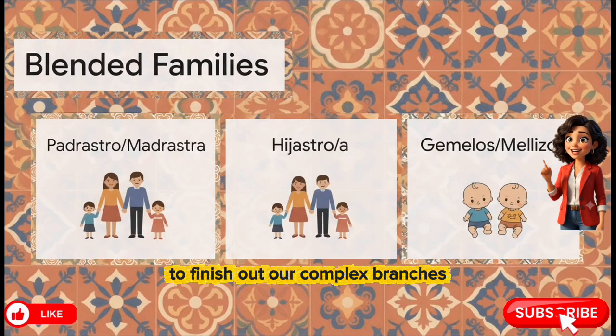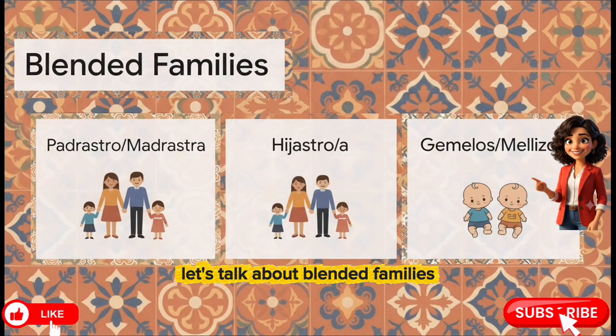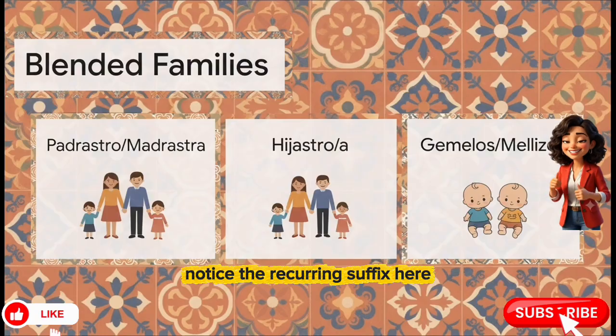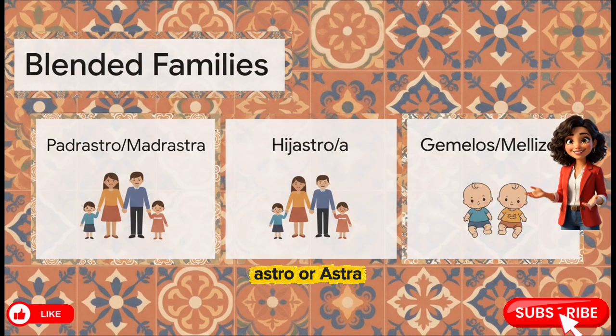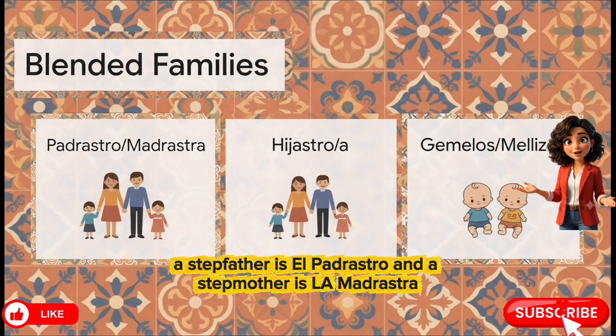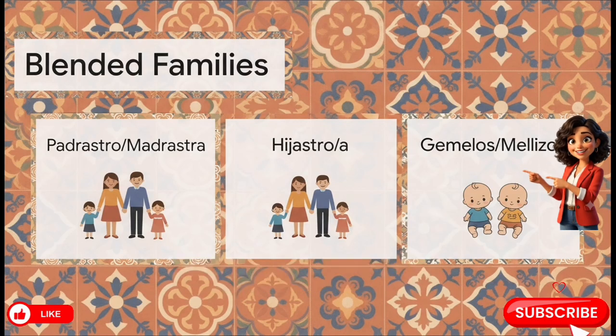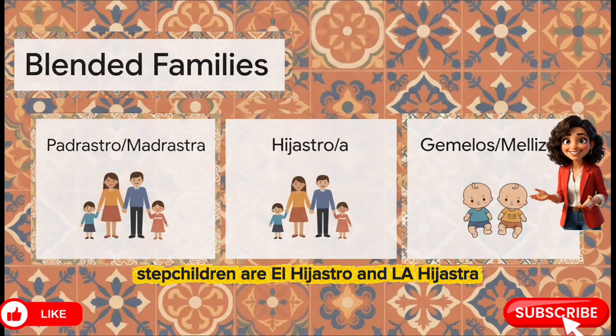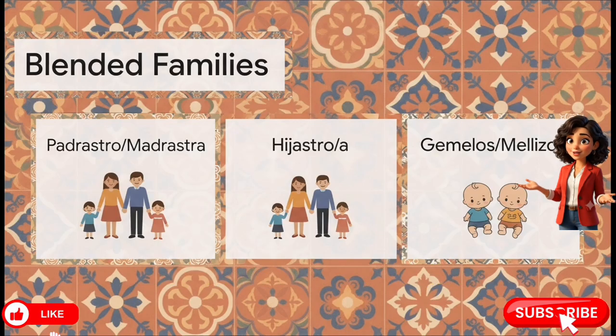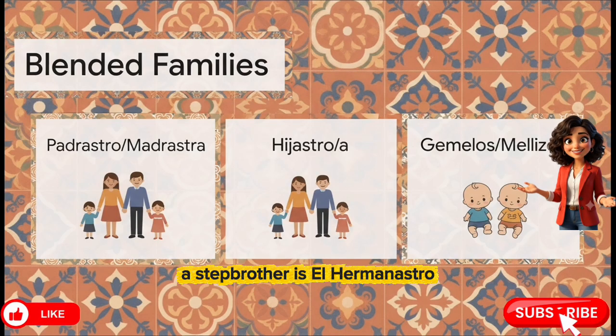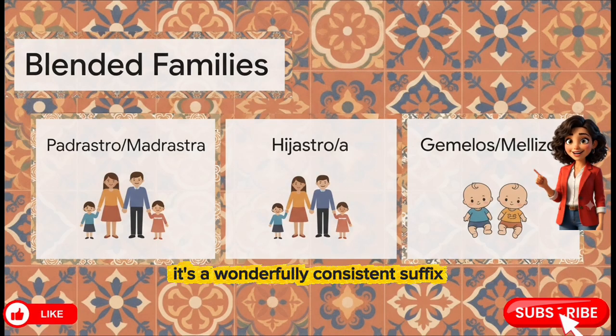To finish out our complex branches, let's talk about blended families. Notice the recurring suffix here, astro or astra. A stepfather is el padrastro, and a stepmother is la madrastra. Stepchildren are el hijastro and la hijastra. A stepbrother is el hermanastro. It's a wonderfully consistent suffix.